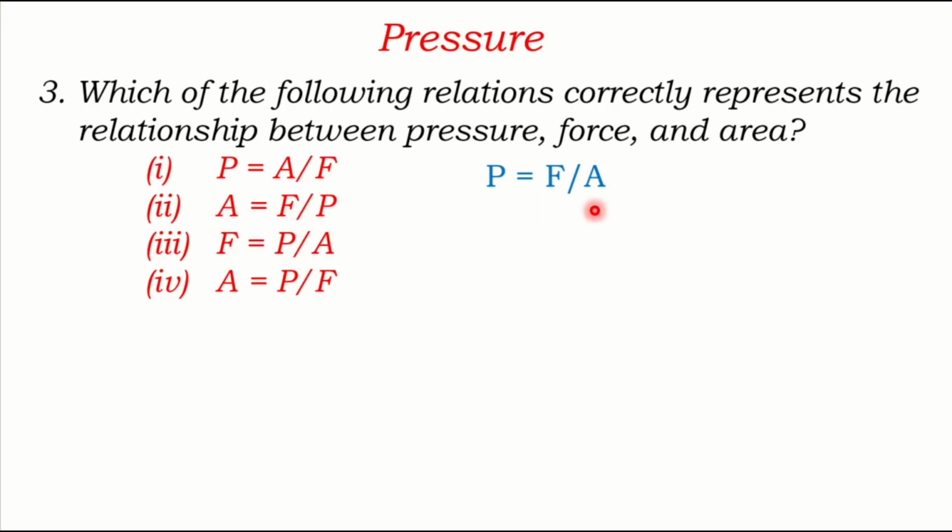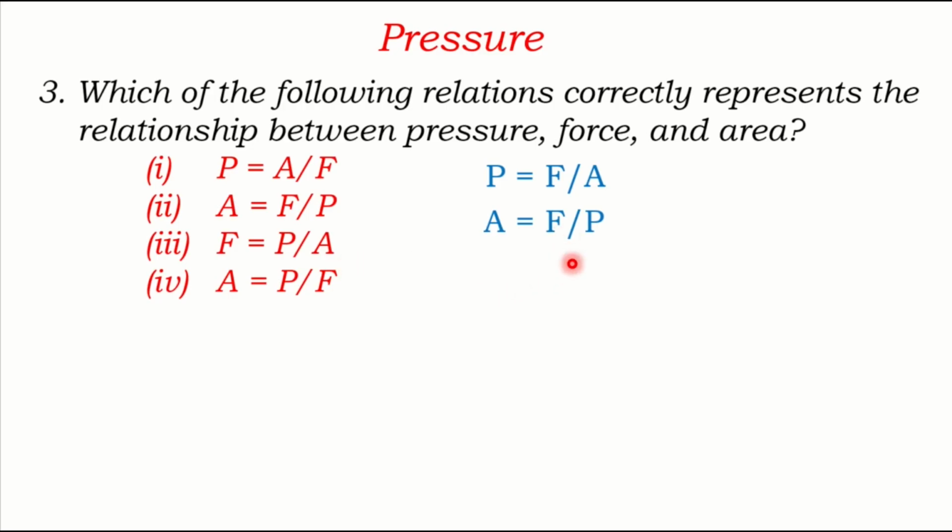Now look at the second option. Is it correct? If we take A to one side, then we will have this type of expression. A is taken to the left hand side, P is taken to the right hand side, P goes in the denominator, A goes to the numerator. A equals F by P. Here we have A equals F by P. The second option seems to be correct, but we have to go through the third and fourth also. We have to check it and then we can decide.